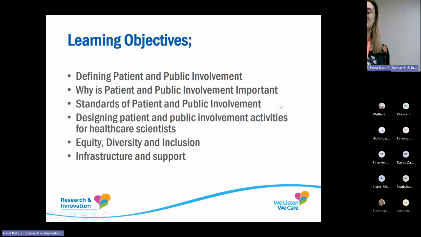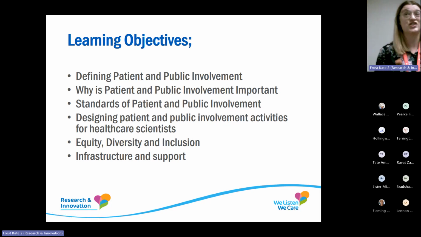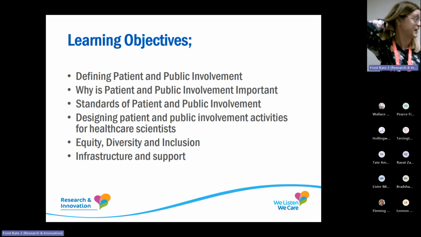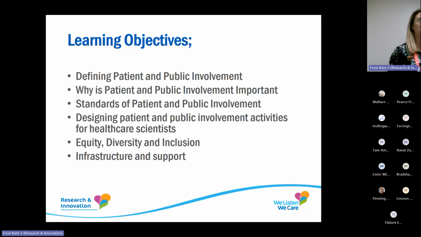Learning objectives for today. We're going to start off by looking at the definition of patient-public involvement and engagement. We're using the definitions from the National Institute for Health Research, as well as NHS England guidance, because we follow both of those as an NHS trust, and the National Institute of Health and Social Care Research as our main funder of research in the UK.